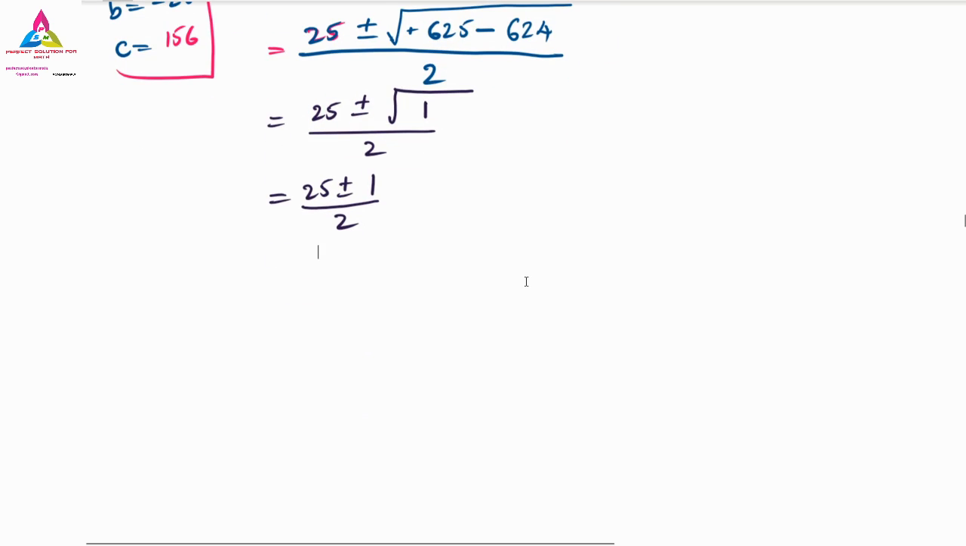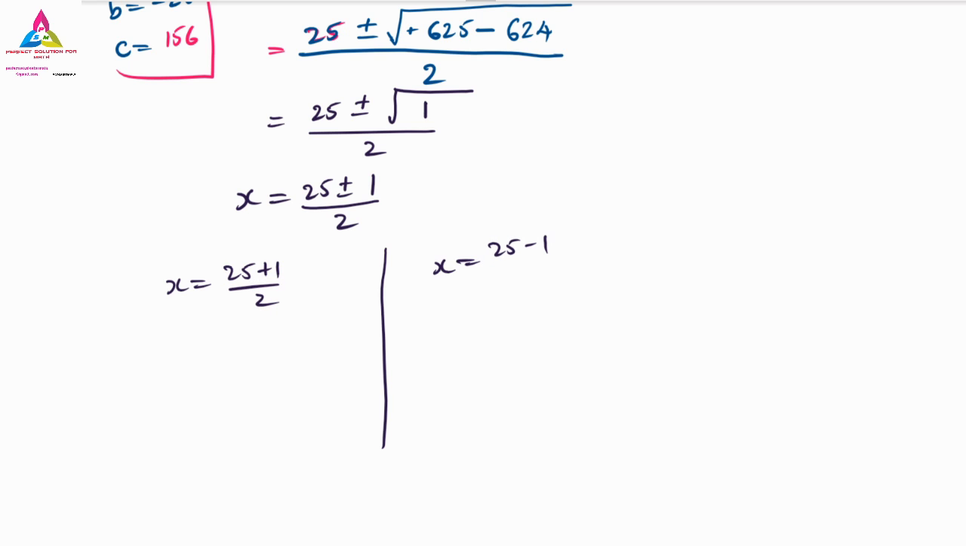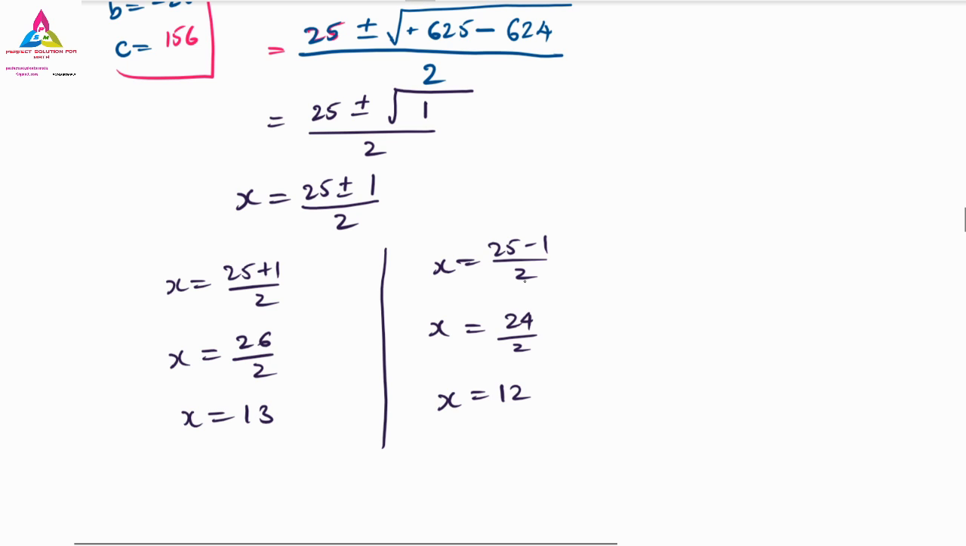Now, most importantly, x will have two values. I can write it down in lines: x equals 25 plus 1 divided by 2, and another x equals 25 minus 1 divided by 2. So 25 plus 1 is 26 by 2, and here 24 by 2. So here we find the x value as 13, and here the x value is 12. Which is the correct answer?